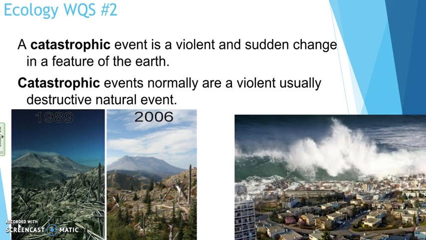But then you have something called a catastrophic event. A catastrophic event is an event that is sudden and creates a change in the features of the Earth. Catastrophic events are usually violent and very destructive natural events. For example, this would be a picture of Mount St. Helens right after its eruption. If you look at the destruction it made, not only did it burn everything in its path, it literally mowed down all of those trees. These are full-grown trees that were just broken like twigs based on the force of the eruption of the volcano.